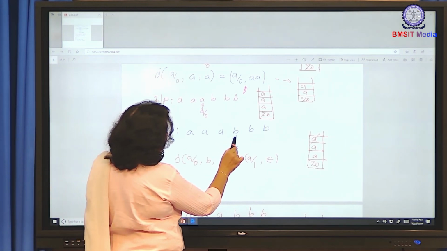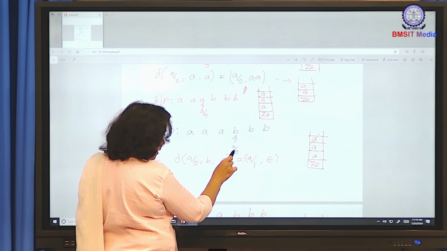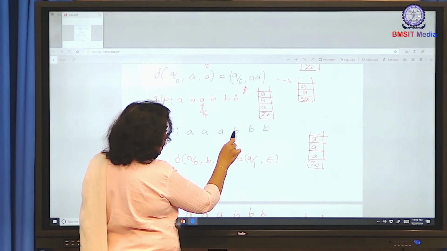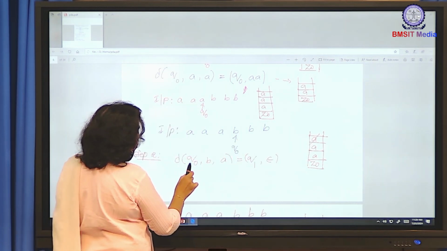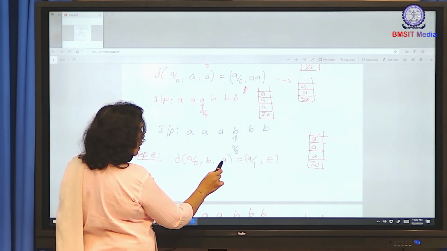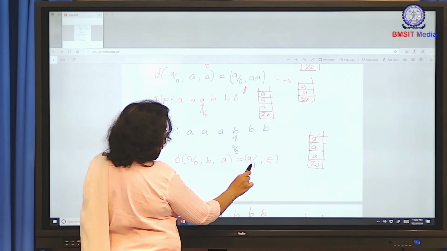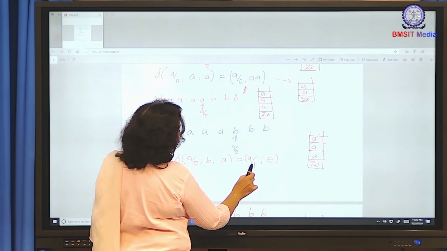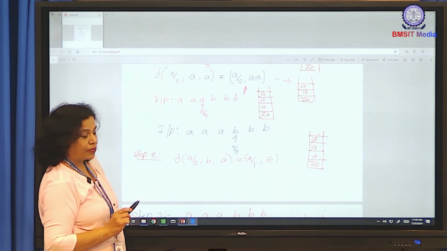So I see the first B now. I am still in state Q0. I see the B, top of the stack is A. So delta of Q0 comma B comma A is equal to, I change the state to Q1 and I pop the top of the stack. So it is Q1 comma epsilon.